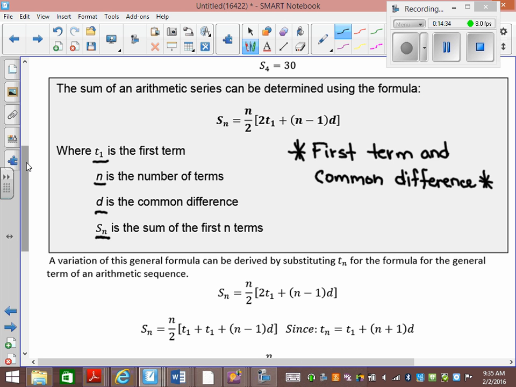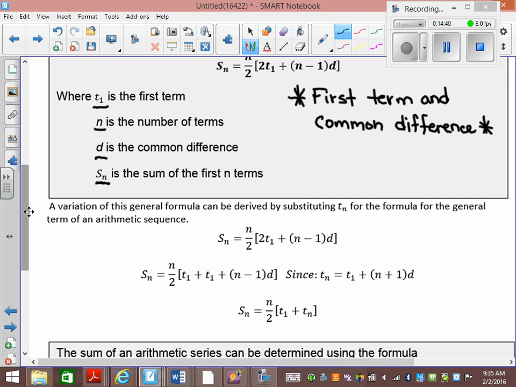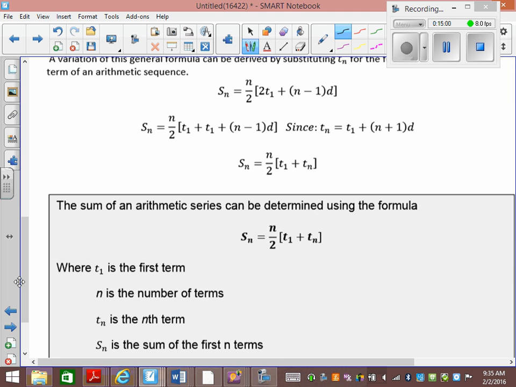First term and common difference. Okay? The variation of this formula comes from substituting Tn in. So when you substitute Tn in, you're going to get all this lovely formula, which is great. You will never be asked to reproduce that. But it does show you that you can get another form of it. So this is the other form you can have, and you'll be given both.